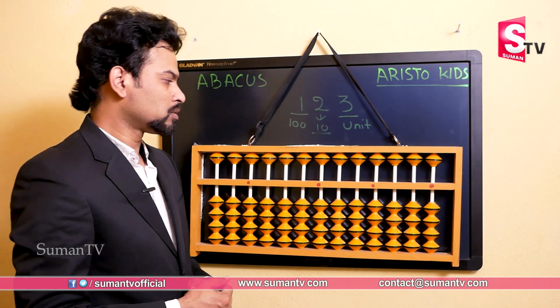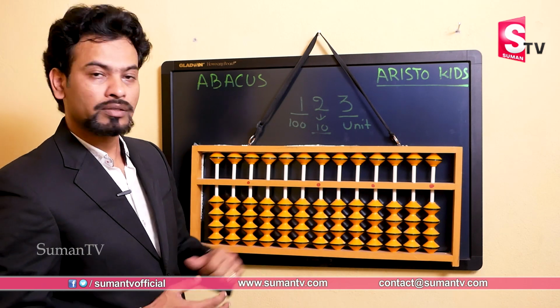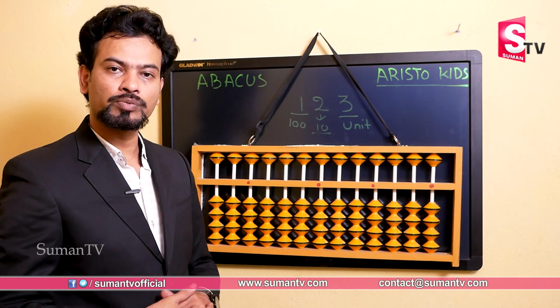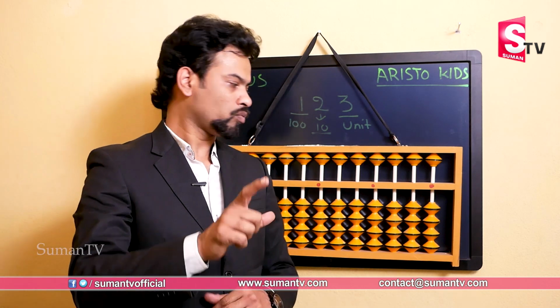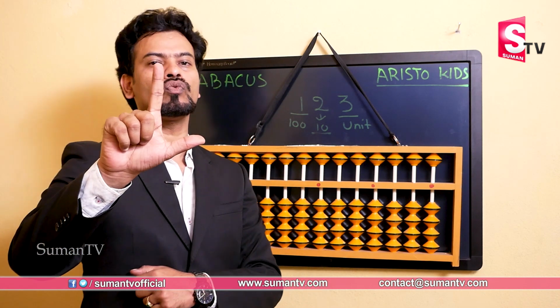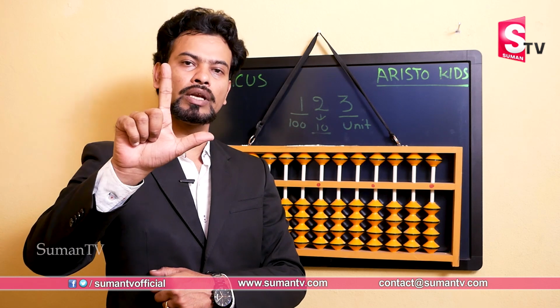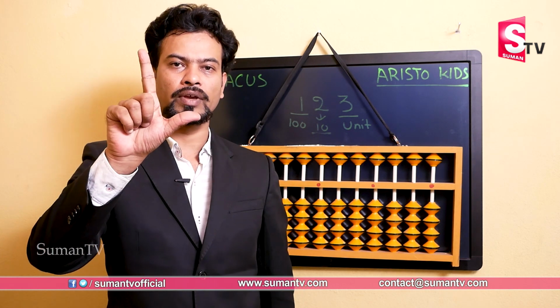As lots of small kids will be there to learn this abacus, I will teach you like a small kid, for better understanding. Now let's see. We are using only two fingers, either in the right hand or in the left hand. One is the thumb and one is the index finger.